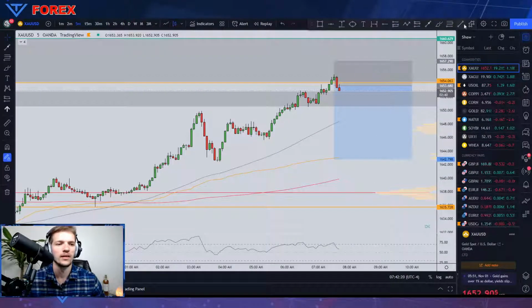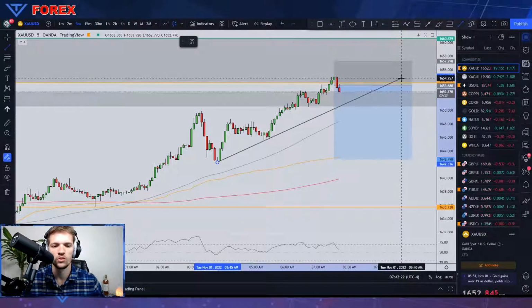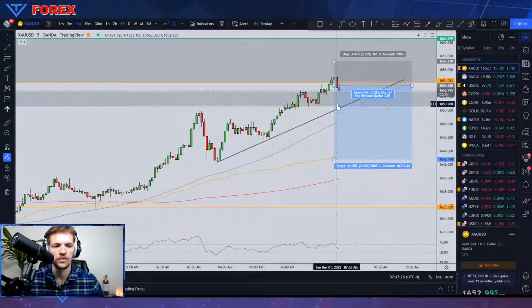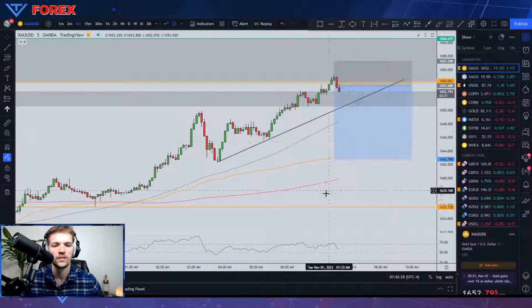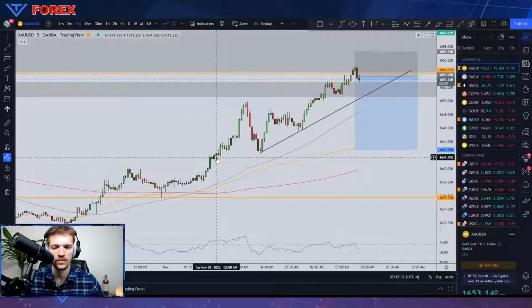All right. Gold temporary support on this move up here is going to be right around 1655, 1650.5, as it's been creating these higher lows in here.